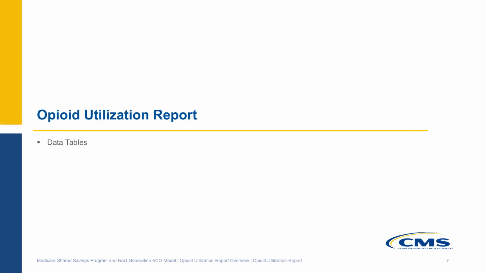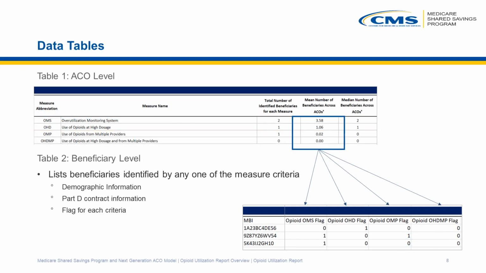Next, we will review the content that will be delivered in the opioid utilization reports you receive each quarter. After, we will cover the specific measures in more detail. Table 1 reports the total number of beneficiaries that were identified in your ACO for each measure. It also provides the mean and median number of beneficiaries identified across all ACOs in either the Medicare Shared Savings Program or Next Generation ACO model.